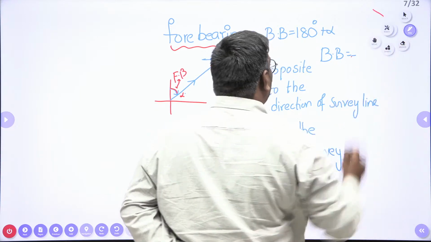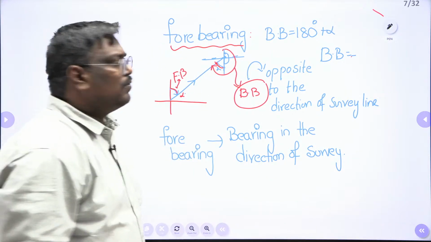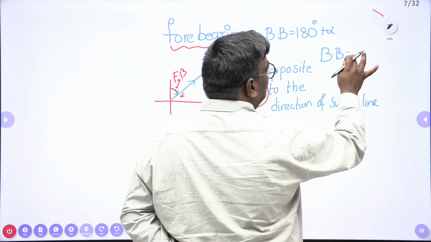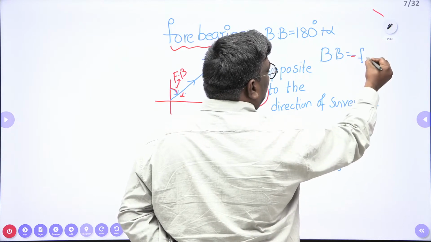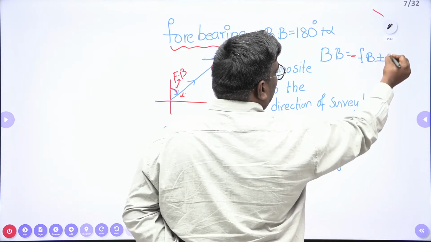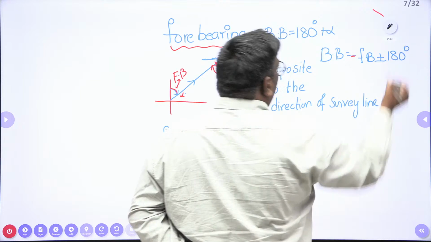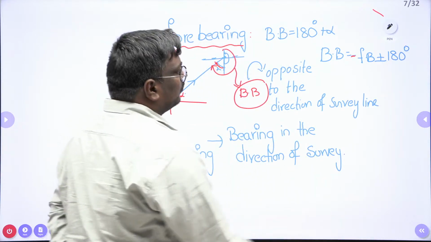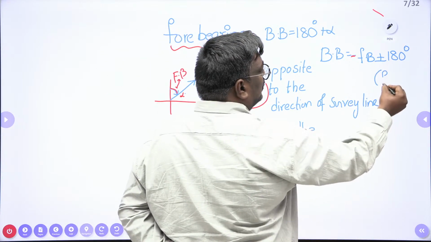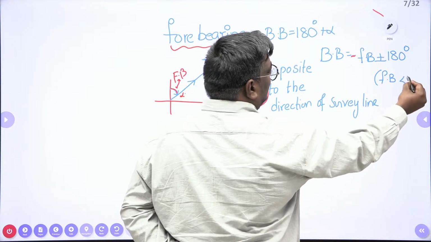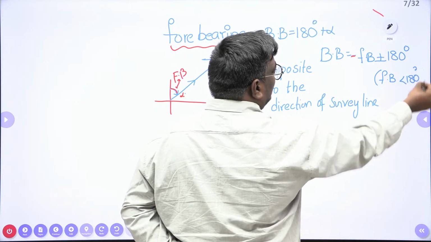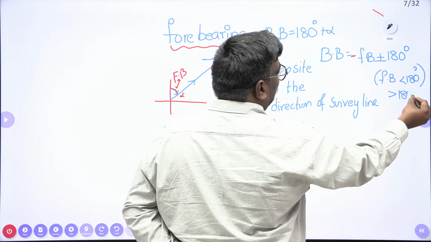You can write here: back bearing is equal to what, sir? Back bearing is equal to forebearing plus or minus 180 degrees. When forebearing is less than 180, you can use the plus sign. If forebearing is more than 180, you can use the minus sign.